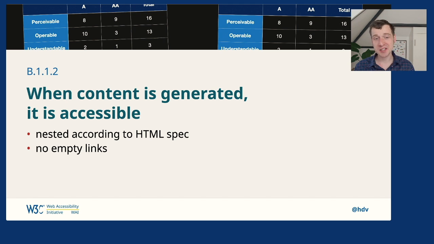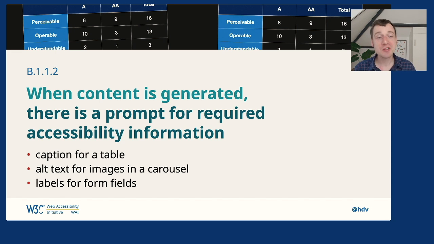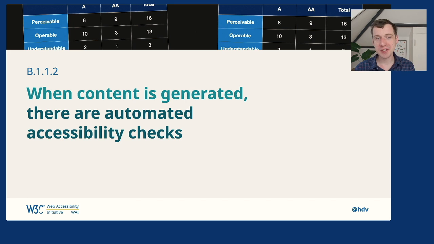Sometimes to make content accessible, you need some more information. So maybe you need to prompt the user for required accessibility information, like a caption for a table, an alternative text for an image or for video. Those sorts of things you would need to prompt for if you know that could cause an accessibility problem, and you rely on the content editor to provide the information. You'll need to prompt for it. So captions for tables, alt text for images, and labels for form fields are just some examples of things that you could prompt for.